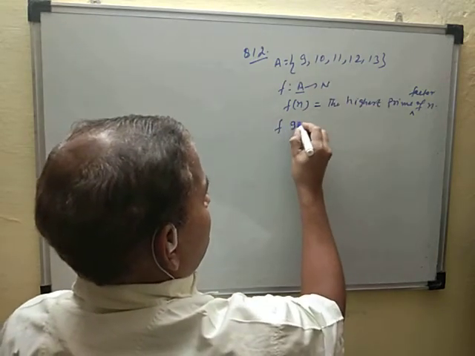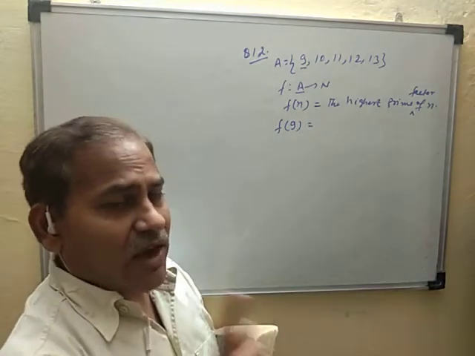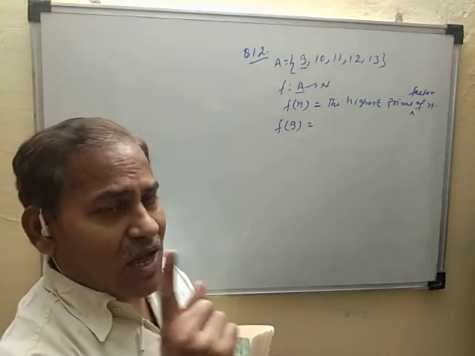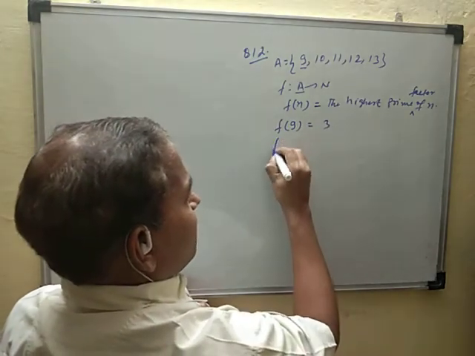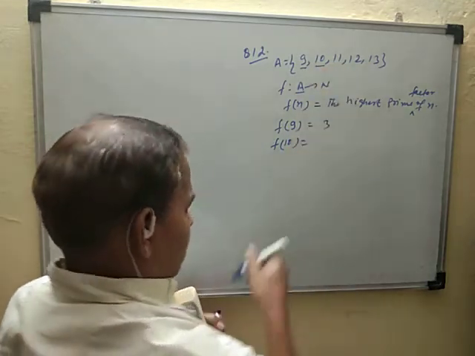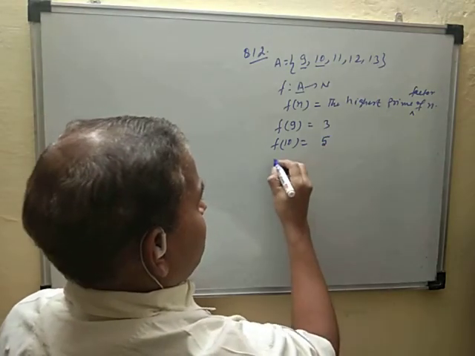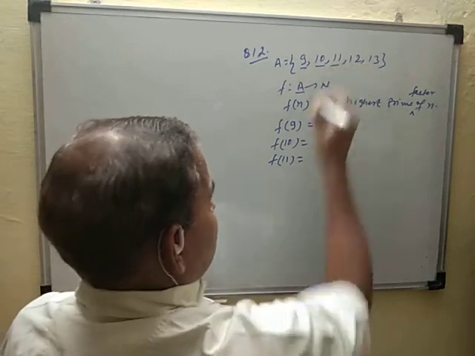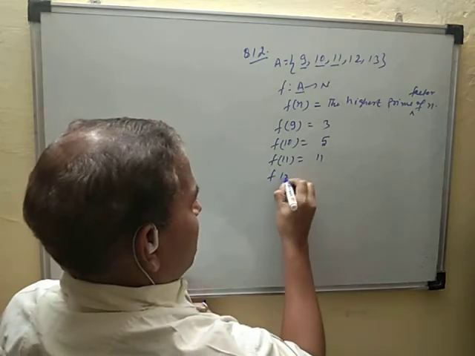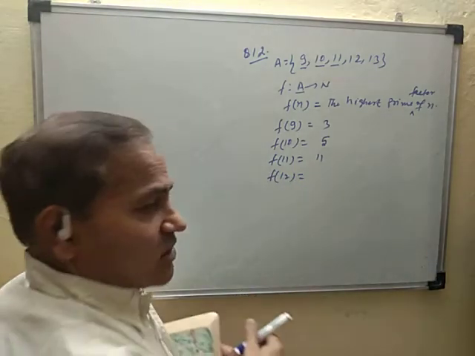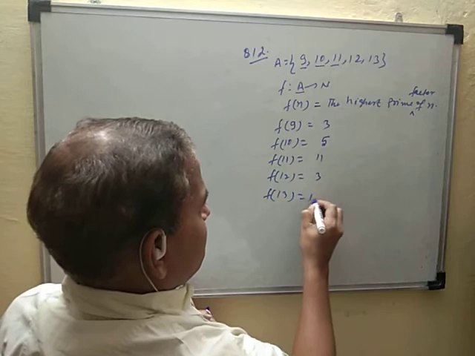So first find the value of f of 9. F of 9 is the highest prime factor of 9. What is the highest prime factor of 9? It is 3. So f of 9 is 3. Now find f of 10. Highest prime factor of 10 is 5. F of 11: the highest prime factor of 11 is the same, 11. Now find f of 12. Highest prime factor of 12 is 3, since 3 times 4 is 12. And f of 13 is the same, 13.